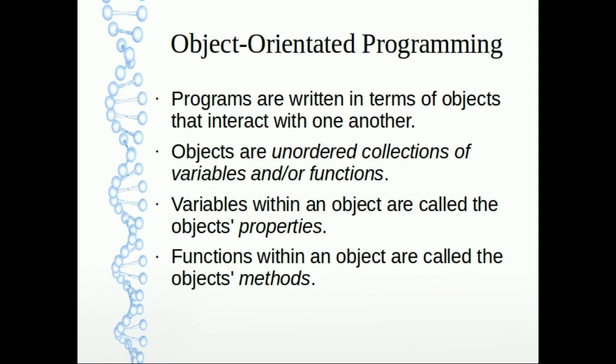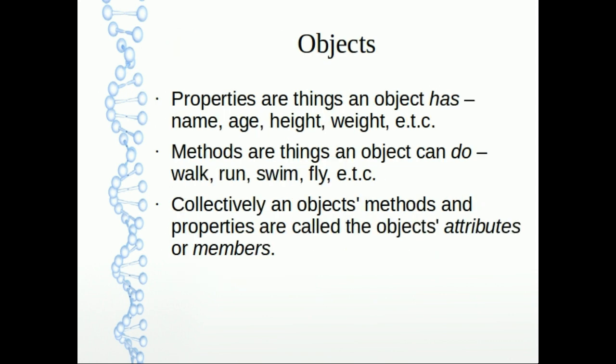An object's properties are things an object has, for example name, age, height, weight, and methods are things an object can do: walk, run, swim, fly, and so on. Collectively, an object's methods and properties are called the object's attributes, or members.